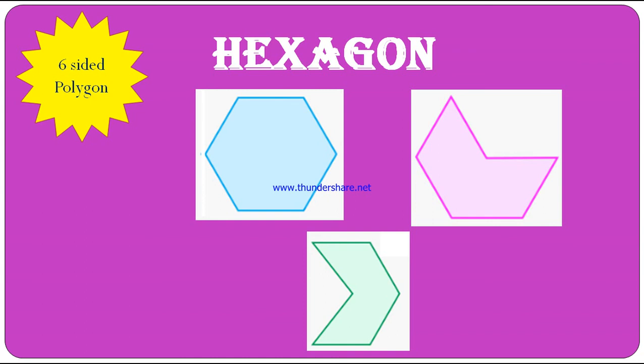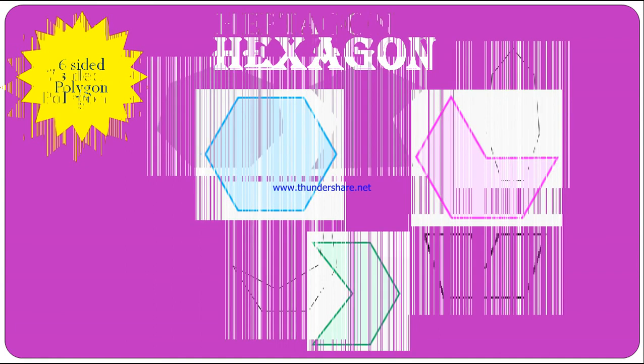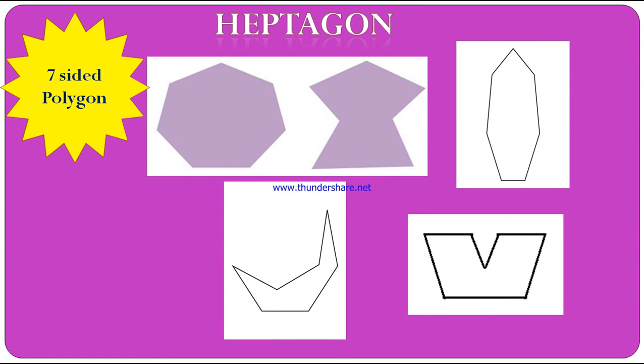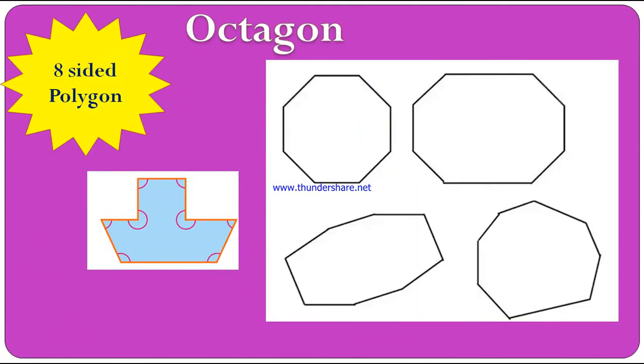Six-sided polygons are called hexagons. Hexa means 6, gon means side. Seven-sided polygons are called heptagons. Eight-sided polygons are called octagons. Octopus has 8 legs. Octa means 8, gon means sides. So eight-sided polygons are called octagons.